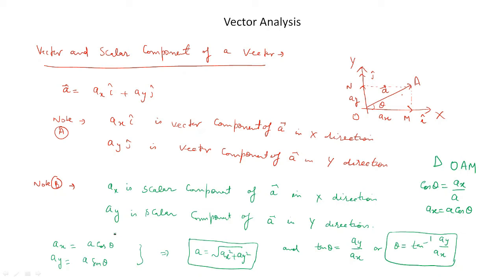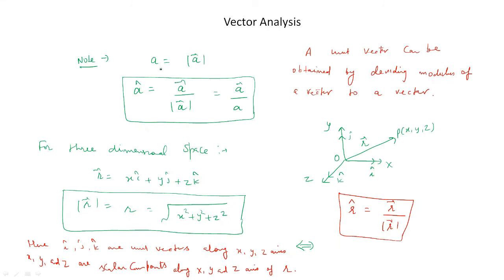Now if we square these two equations and then add, then we can find A is equal to root of AX square plus AY square. And if we divide this equation by this equation, then we can find tan theta and it will be equal to AY upon AX, or theta is equal to tan inverse of AY upon AX.